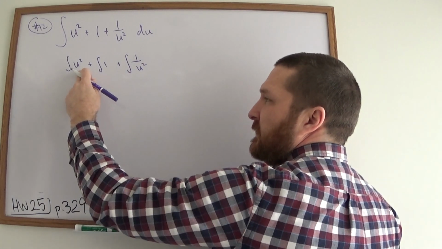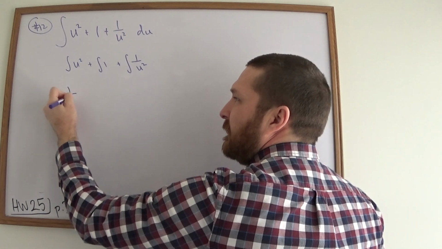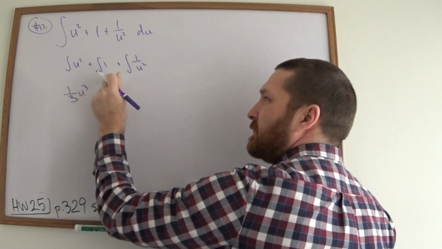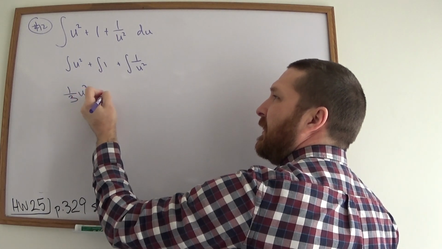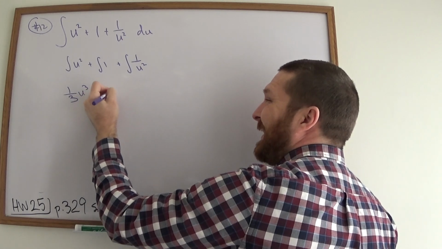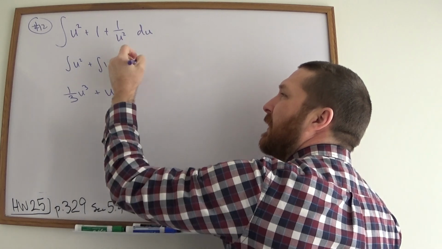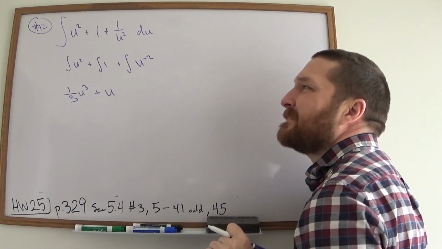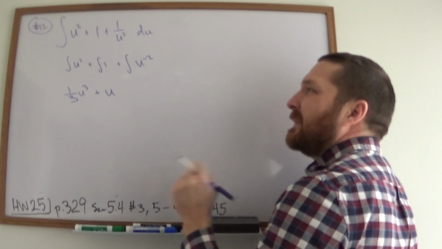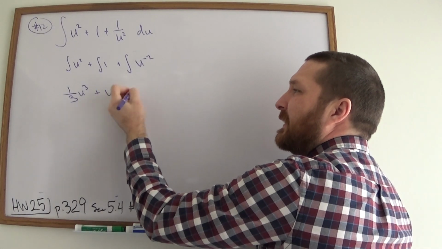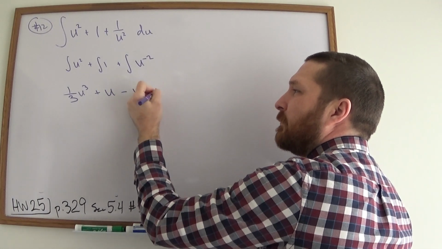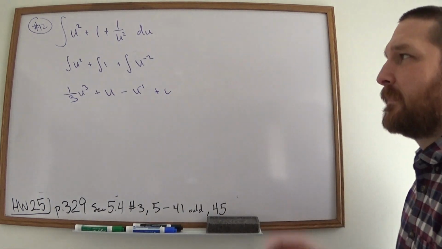So what's the antiderivative of this? 1/3 u cubed. There you go. What's the antiderivative of that? Careful, u. Now this one, I would go ahead and write as u to the negative 2. The antiderivative is negative u to the negative 1, plus a constant. There you go.